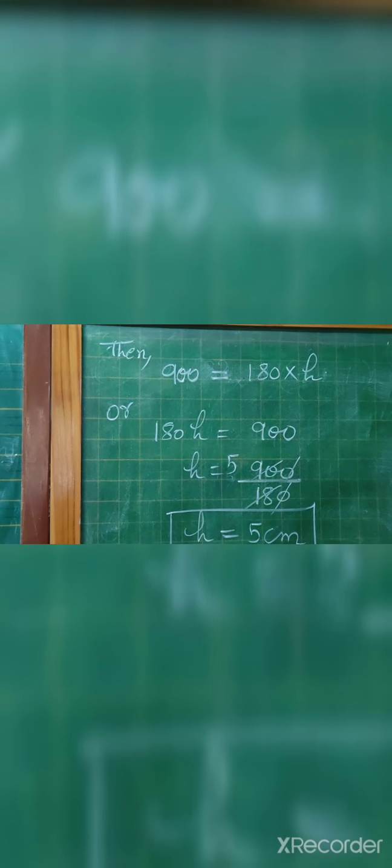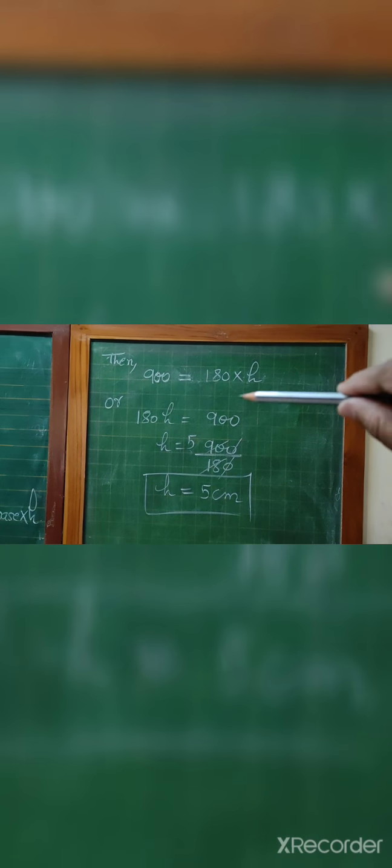Let us start. In the third question, given area of the base of the cuboid is equal to 180 centimeter square and volume 900 centimeter cube. Now we will use the formula: volume of cuboid is equal to area of base into height. We will not use length into breadth into height. Directly we will write volume of cuboid is equal to area of base into height. So volume we know 900, area of base 180, and height we have to calculate, or whatever we want to calculate we will keep on the left hand side.